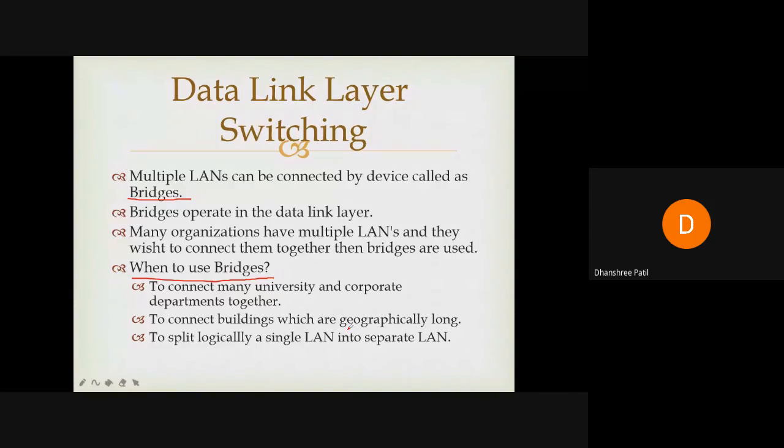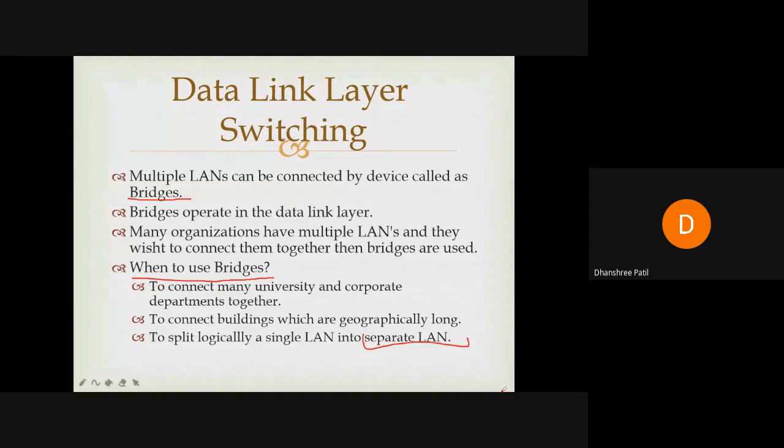Then the third one is to split a single LAN logically into separate LANs. It may also be required, to have a proper load distribution on every LAN, that one LAN should be divided into different LANs. So in that case also, to join these separate LANs, bridges are required.